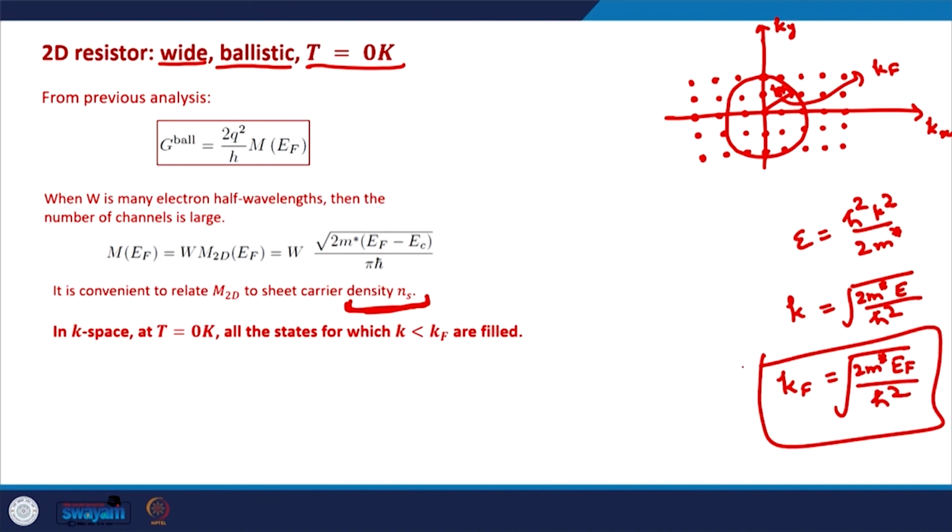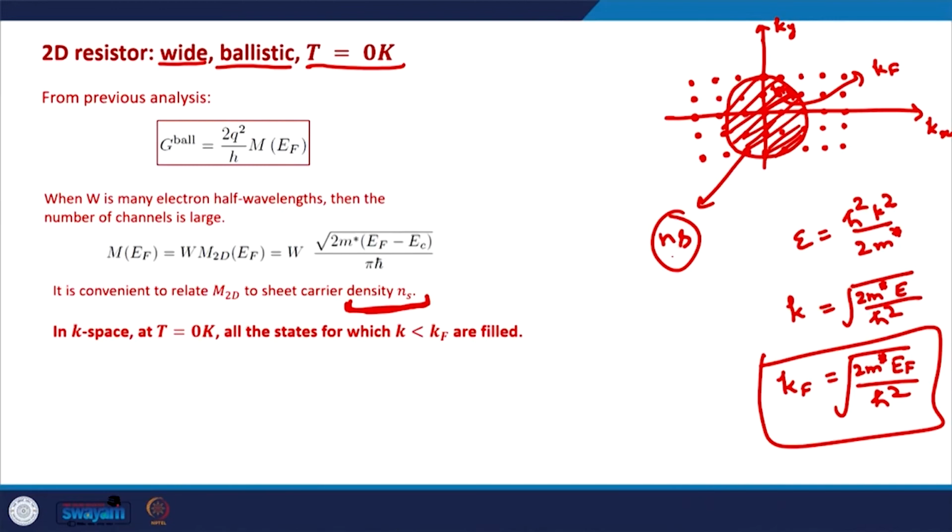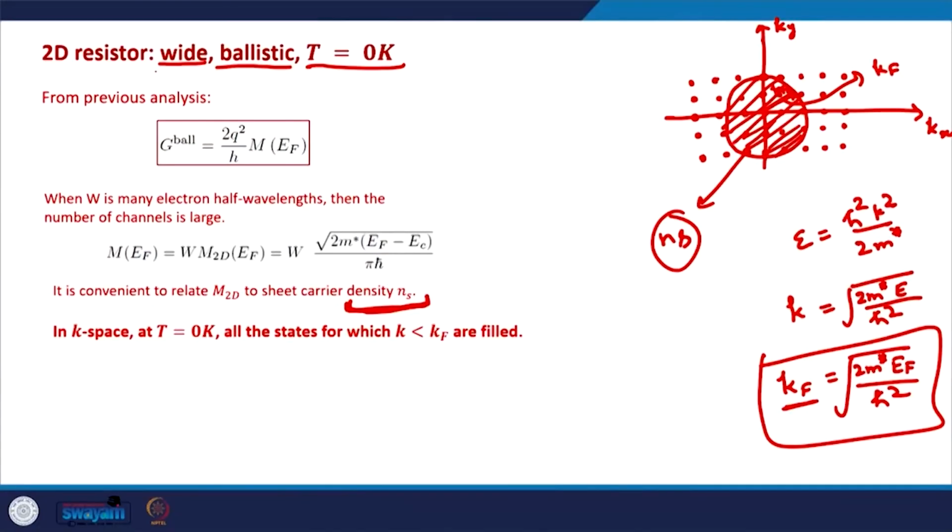So, at T equal to 0 Kelvin, all the k states up to this kF circle will be filled, and this will give us the sheet carrier density. If we count the number of states in this circle, this will tell us about the sheet carrier density, and I will leave this as a small assignment to you before the next class. So, please make this calculation, what will be the sheet carrier density in terms of this k vector, and we will continue our discussion from this point onwards, and in the next class we will see how the conductance can be given in terms of the sheet carrier density Ns. Okay. So, thank you for your attention. See you in the next class.